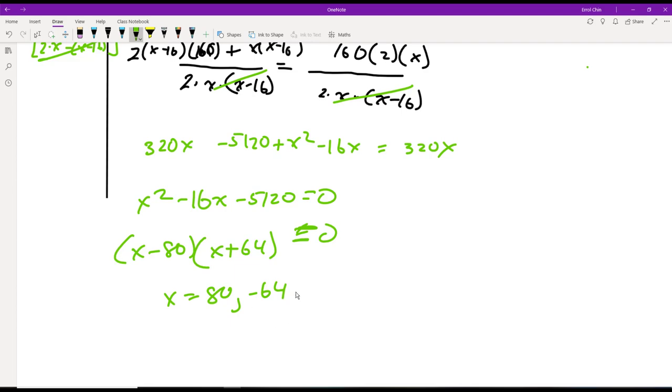Hey, can you have a negative 64 speed? Does that make sense to you? So, we're going to eliminate that. That becomes an extraneous root. So what is the average speed? X is equal to 80 kilometers per hour.